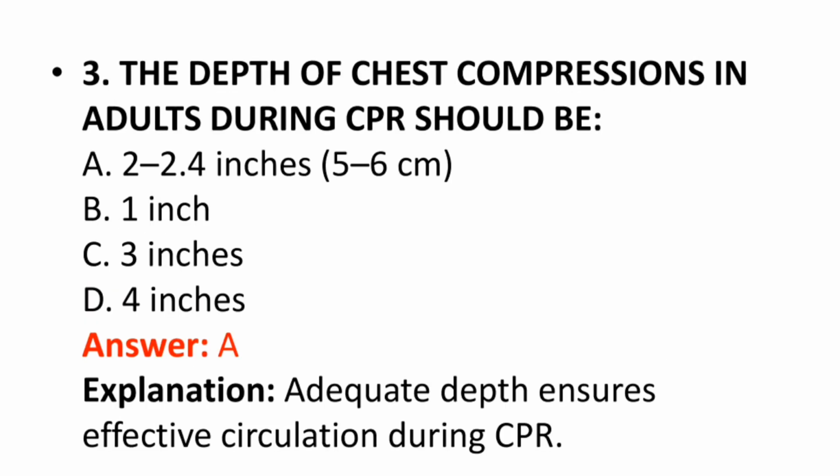The depth of chest compression in adults during CPR should be option A, 2 to 2.4 inches, that is 5 to 6 centimeters. Option B, 1 inch. Option C, 3 inches. Option D, 4 inches. The correct answer is option A. Adequate depth ensures effective circulation during CPR. The depth of chest compression in adults during CPR should be 2 to 2.4 inches, that is 5 to 6 centimeters.